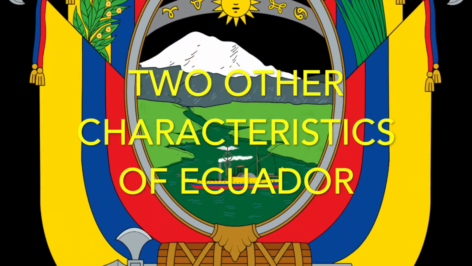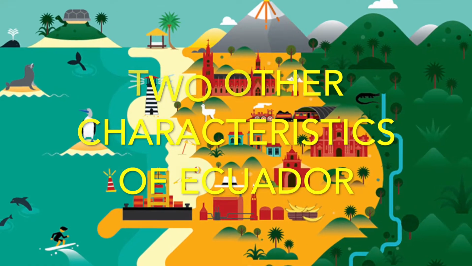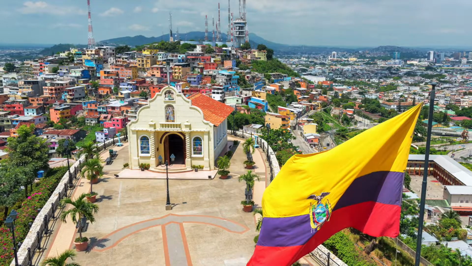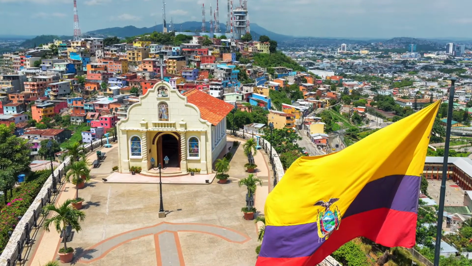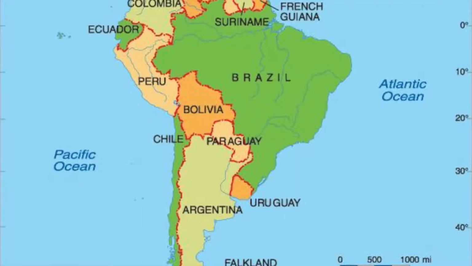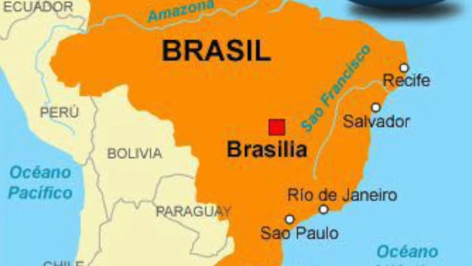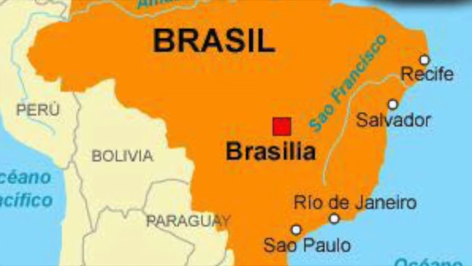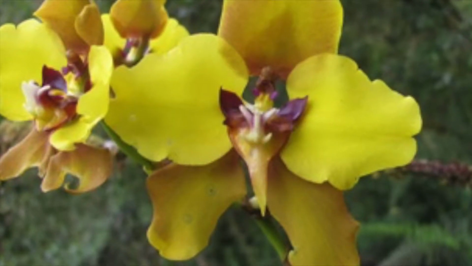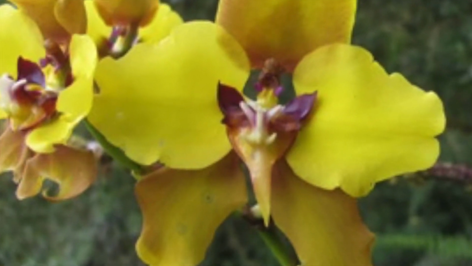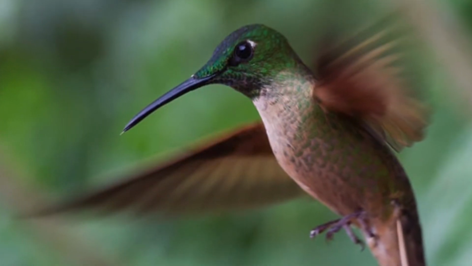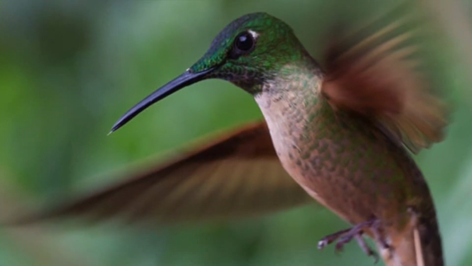Two other unique characteristics of Ecuador. Ecuador is one of the only two countries in South America that does not share a border with Brazil. Ecuador is one of the 17 mega-diverse countries in the world and has the most biodiversity per square kilometer of any nation.